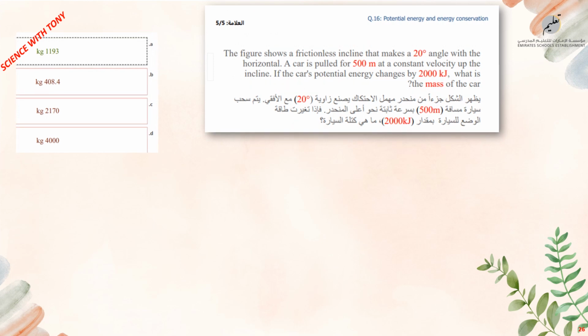Here we are with the last question. The figure shows a frictionless incline that makes a 20-degree angle with the horizontal. As you see here, a car is pulled for 500 meters at a constant velocity up the incline. So the car is moving up 500 meters. If the car's potential energy changes by 200 kilojoule, what is the mass of the car?